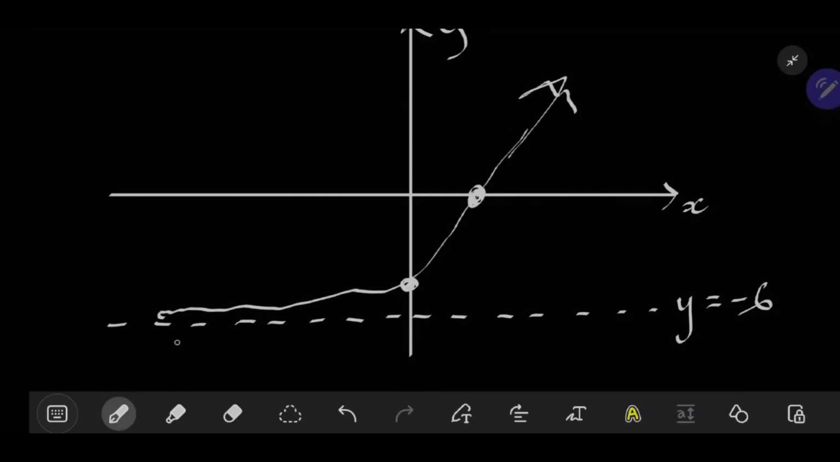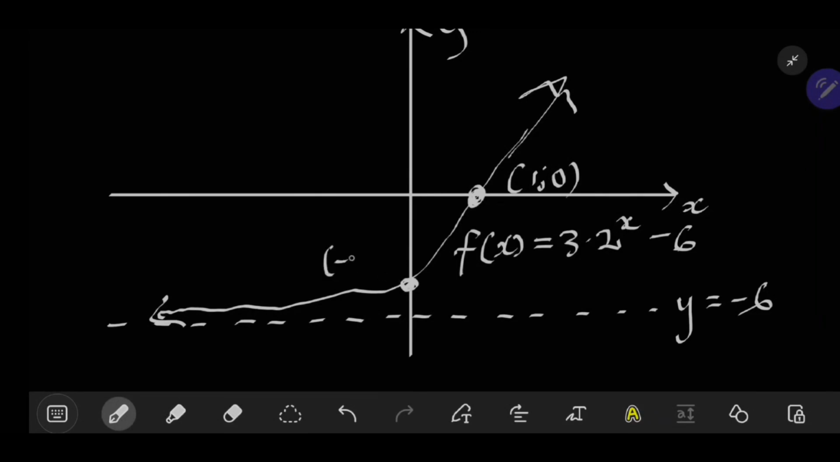increase in that direction. So this is our graph of f(x) equals 3 multiplied by 2 raised to exponent x minus 6. Remember, this point here is (1, 0). And this point here is (0, -3), not vice versa. So it's (0, -3). So this is how one can sketch the graph of f(x).